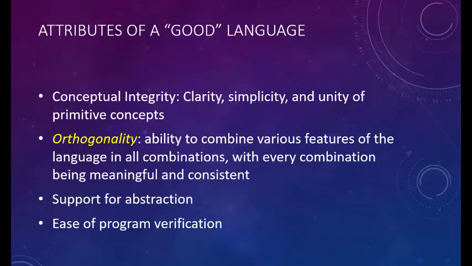Orthogonality. This is the ability to combine various features of the language in all combinations, with every combination being meaningful and consistent. This is a hard concept at first, and honestly, I think you could argue in favor or against the orthogonality of any language. So as you're studying and thinking about languages, look for exceptions to the rule. Where are there inconsistencies in the language? And this is kind of easier to spot as you're trying to learn a language. Why do we consider this a good thing? Consistency is always a good thing in a programming language.